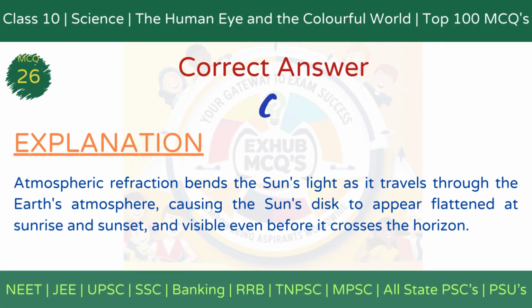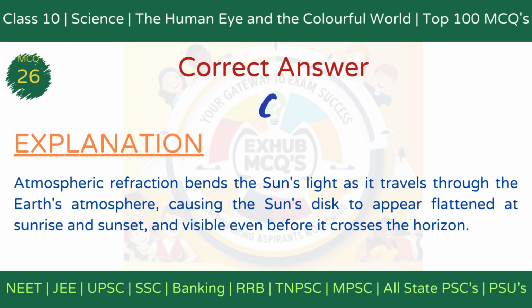The correct answer is option C, atmospheric refraction. Explanation: atmospheric refraction bends the sun's light as it travels through the Earth's atmosphere, causing the sun's disk to appear flattened at sunrise and sunset and visible even before it crosses the horizon.